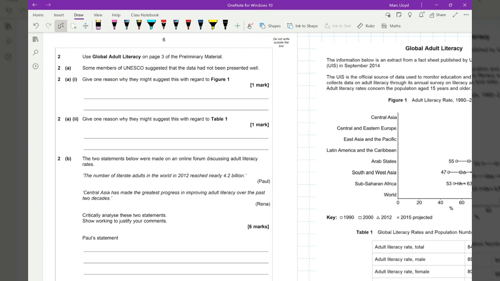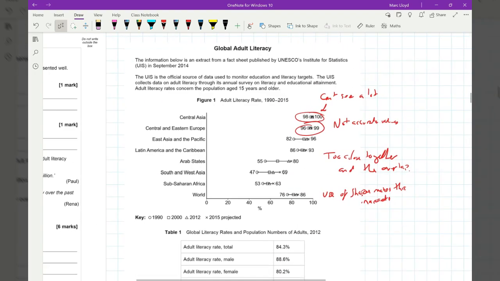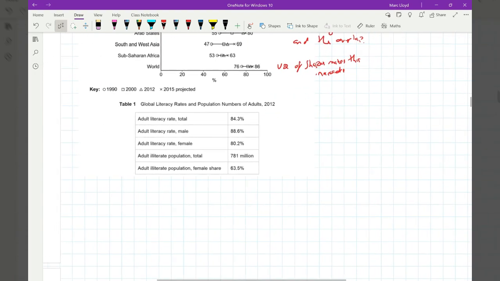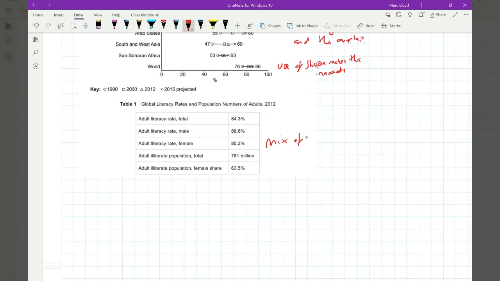Give one reason why they might suggest this for table 1. So table 1 for me is a mix of percentages and numbers. And that's confusing, though, of course, I'd like to know that as a percentage, but it just is what it is. Some data also isn't there, so the total male illiterate population, but yeah, you can add that in as well.